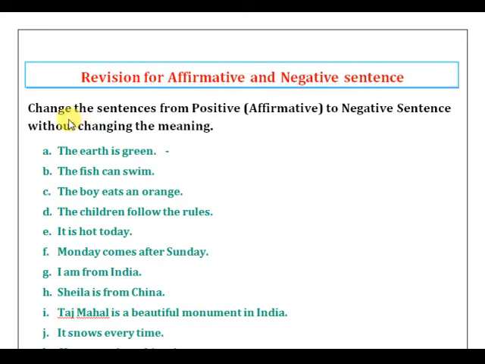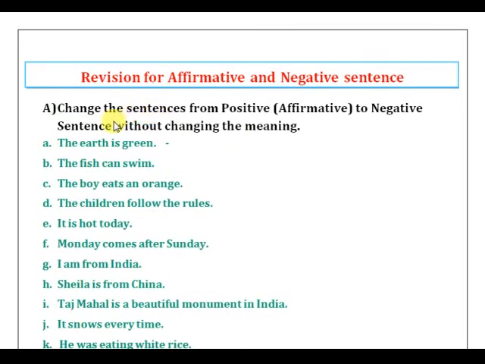So let us see the first type of exercise, that is change the sentences from positive, that is an affirmative sentence, to negative without changing the meaning. There is a small request, or a small command, for all of you. The sentences mentioned in the following activity are declarative in form. That means they are all correct. We have to assume while beginning that all these sentences are correct and there should be only a change of structure and not the meaning. The first is: the earth is green.